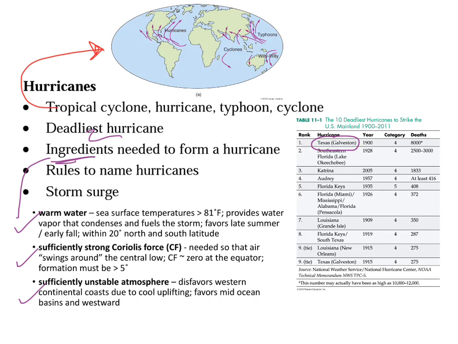Ingredients you need to form a hurricane. There are 3 basically. You need nice toasty warm water. The second one is you can't be too close to the equator because then you won't get spin going on. So you have to be at least 5 degrees from the equator. And you need to have an unstable atmosphere. You need to have warm air rising.